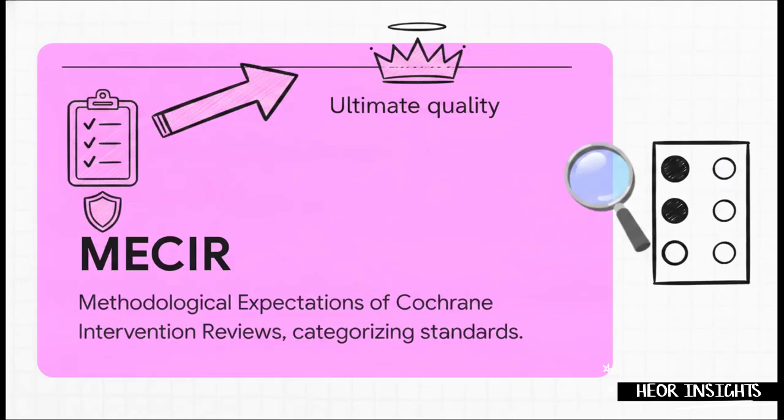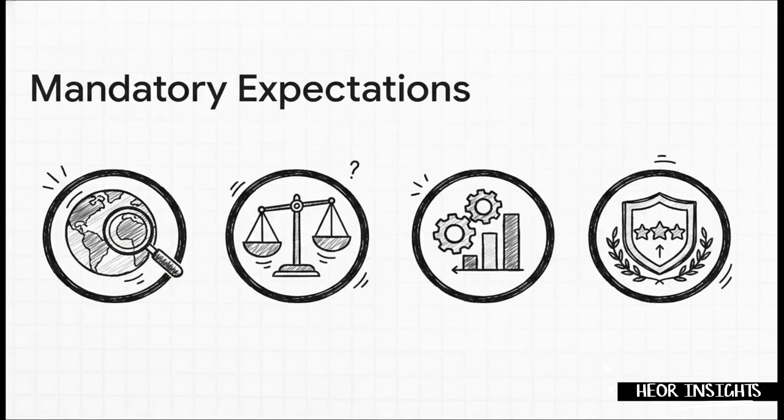To help authors actually maintain these strict standards, Cochrane developed MECIR. That stands for Methodological Expectations of Cochrane Intervention Reviews. If you're a medical writer or methodologist, MECIR is basically your ultimate quality checklist. It categorizes methods into mandatory expectations, which absolutely must be applied, and highly desirable expectations, which should generally be implemented whenever possible. Let's dig into some of those mandatory MECIR expectations that you have to pre-specify in your protocol.